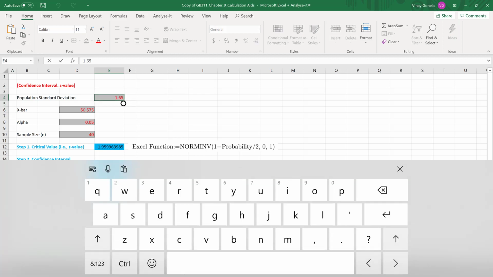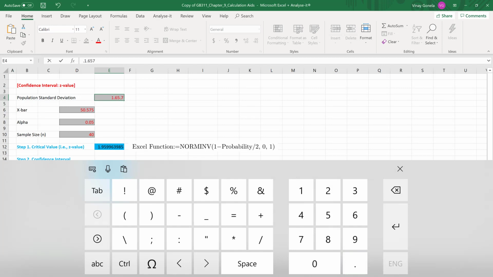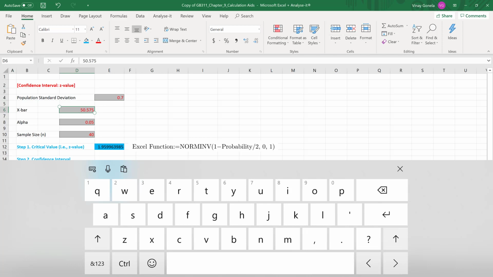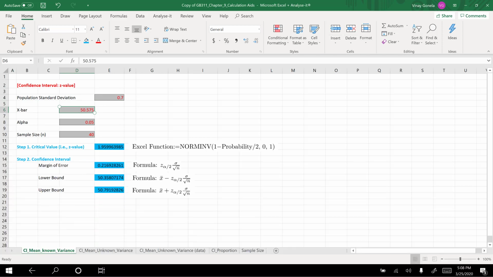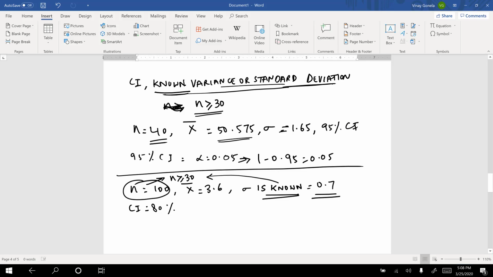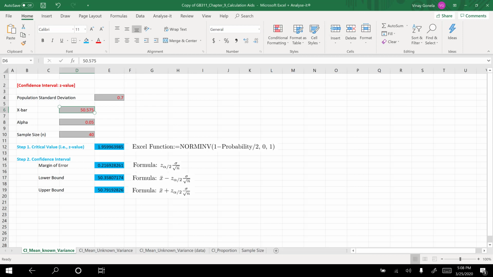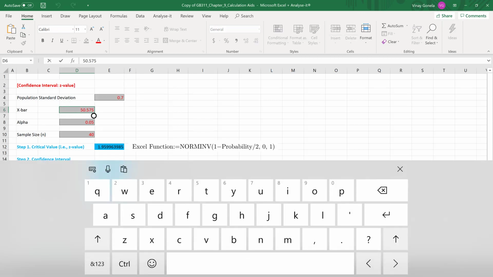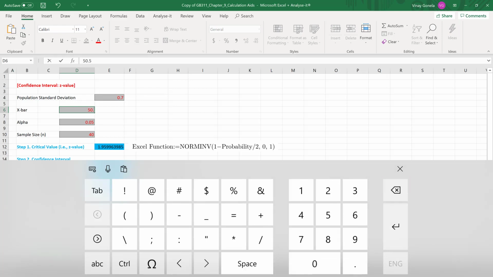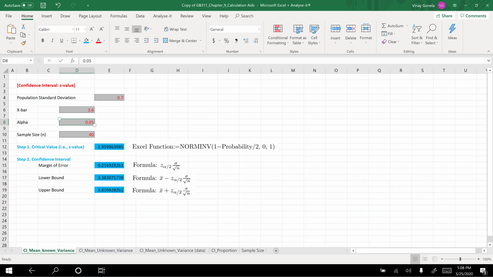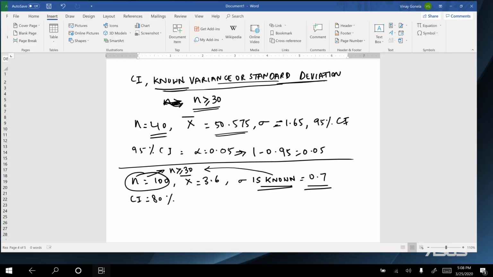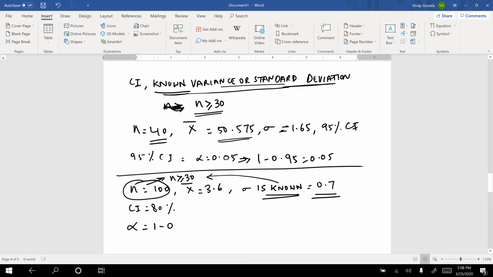0.7. Let me delete those. And then x bar is 3.6. So this is 3.6, and then we have an 80% confidence interval. So alpha would be, again, alpha is 1 minus 0.80, that is 0.20. So alpha would be 0.20.